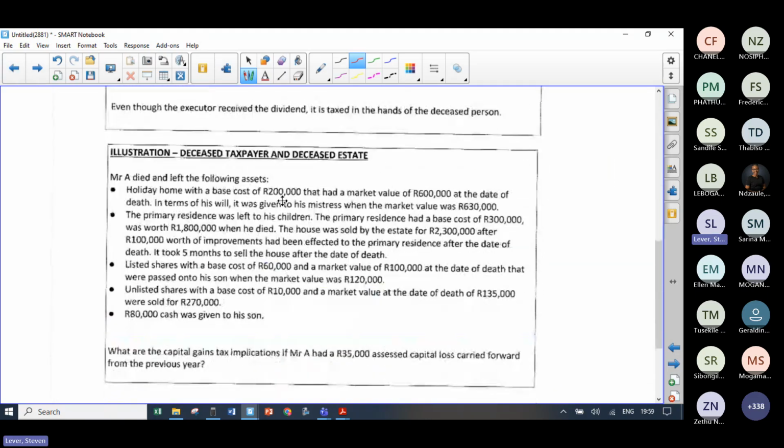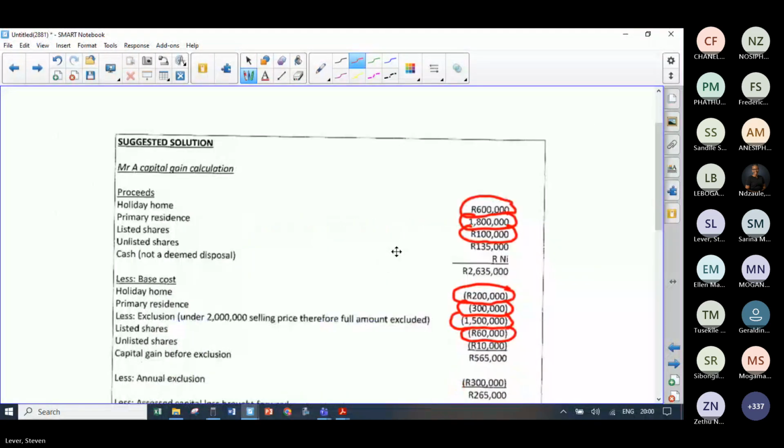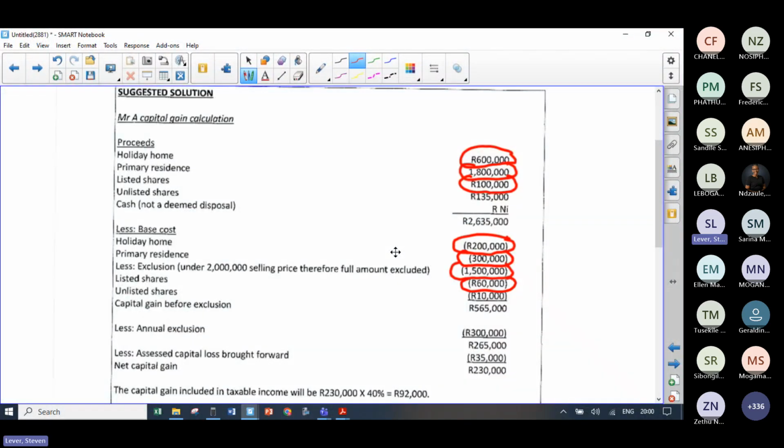It says unlisted shares with a base cost of 10 and a market value at the date of death of 135 were sold for 270. As far as the dead person's concerned, market value at date of death is 135, base cost 10. So what do we do in the solution? 135 less the 10. And remember, because he's died, the annual exclusion for CGT is 300,000.